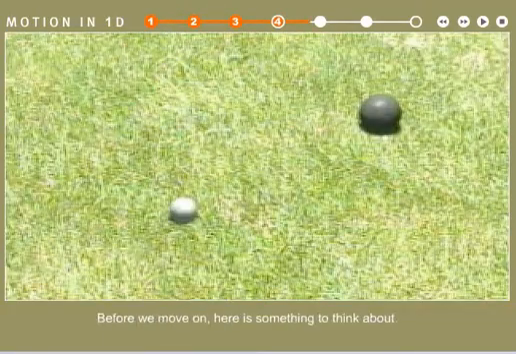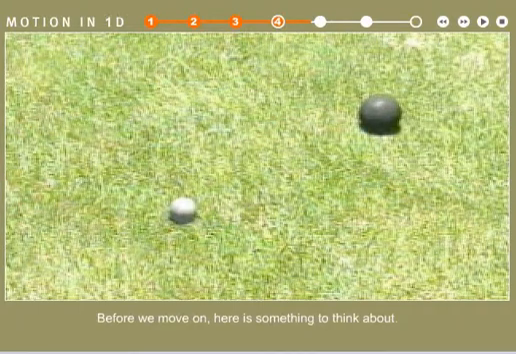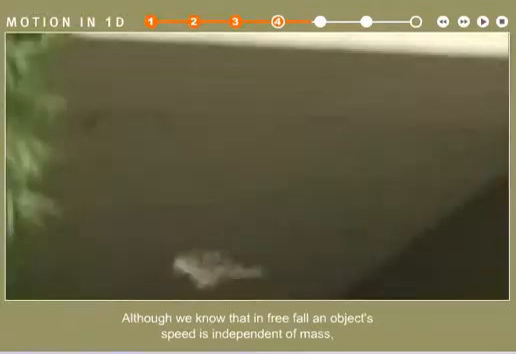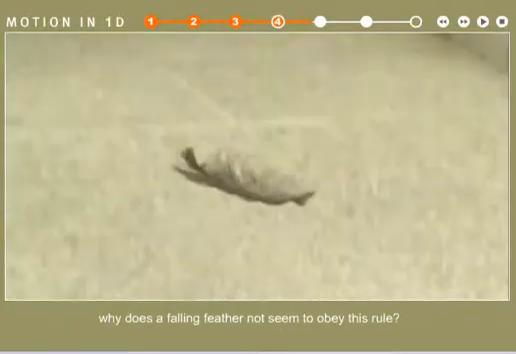Before we move on, here is something to think about. Although we know that in free fall an object's speed is independent of mass, why does a falling feather not seem to obey this rule?